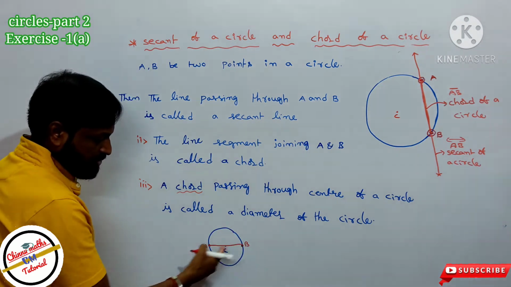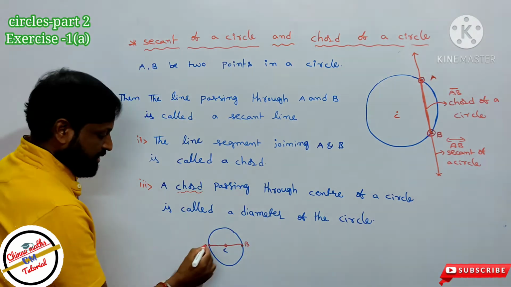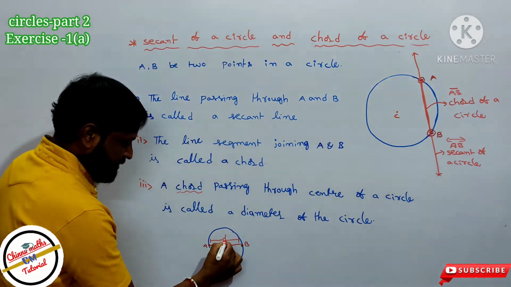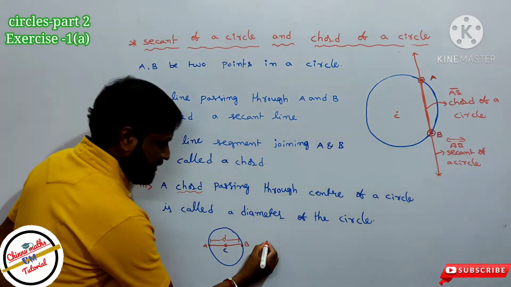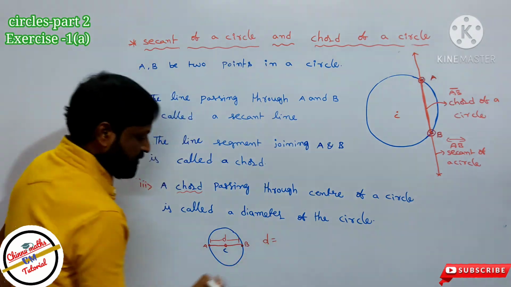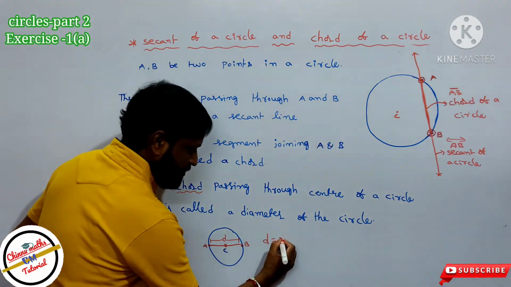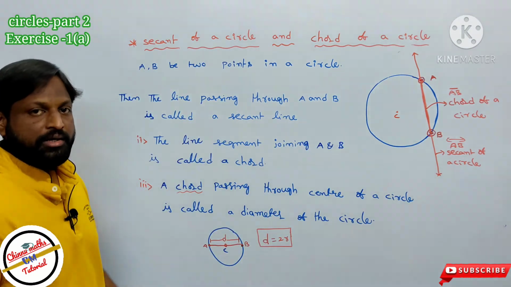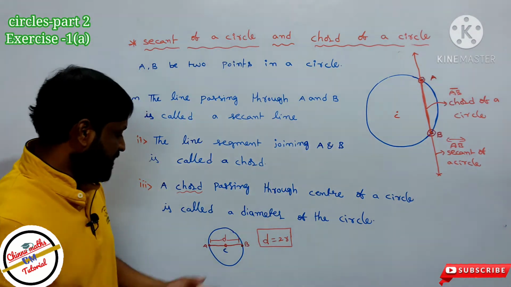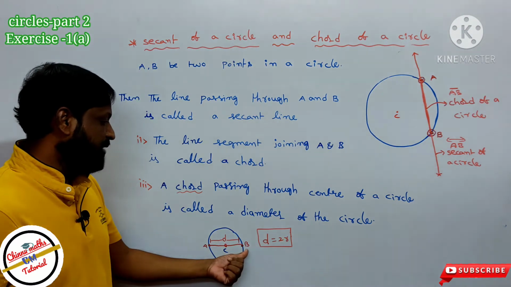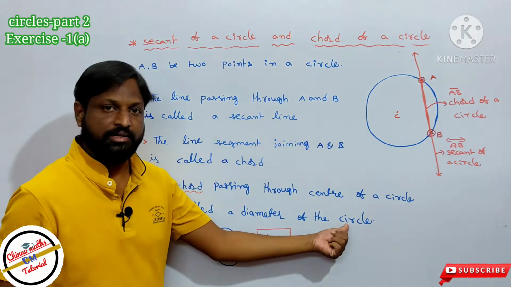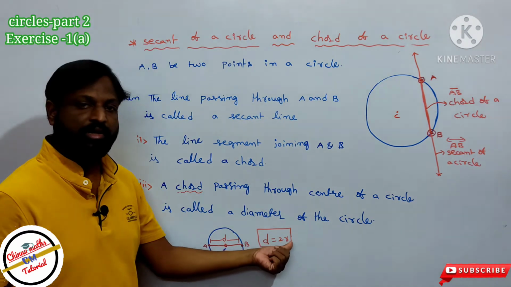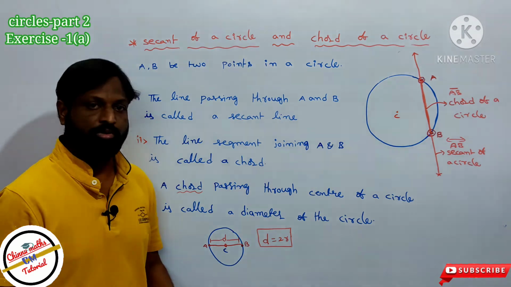The chord is passing through the center of the circle, which is why it is called the diameter, denoted by small d. The diameter D equals 2 times the radius, that is, D equals 2R. Any chord passing through the center of the circle, the line segment AB, is called a diameter of the circle.